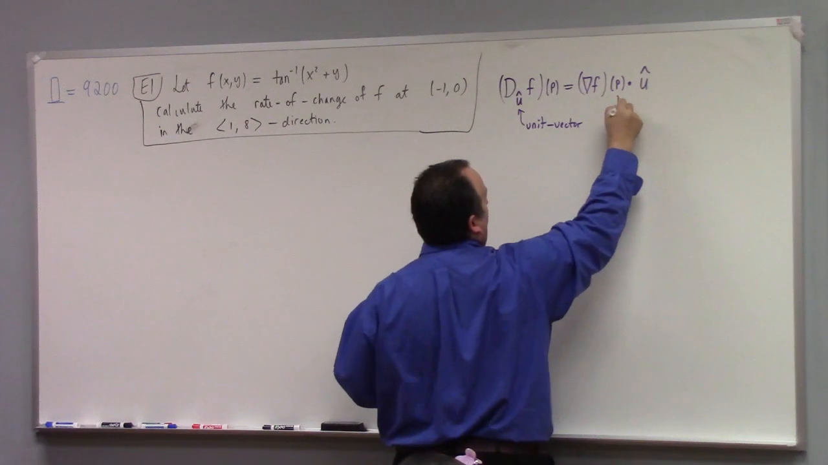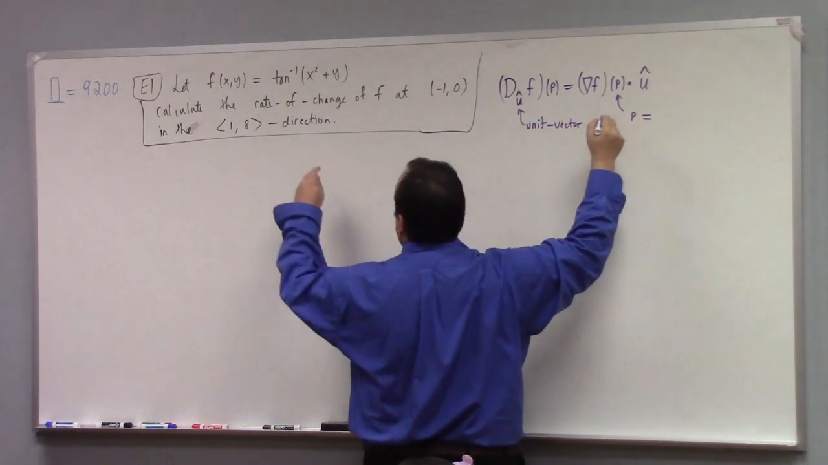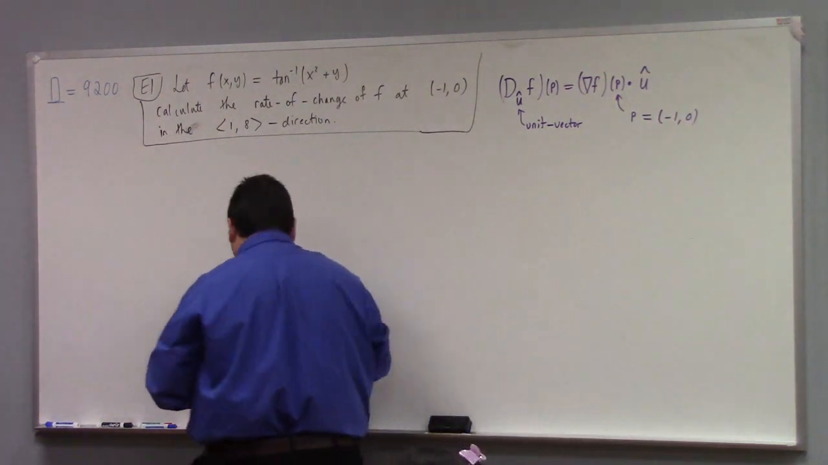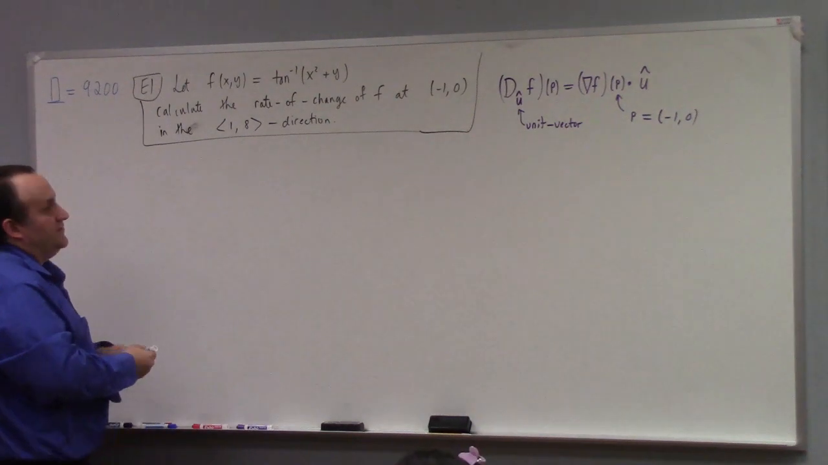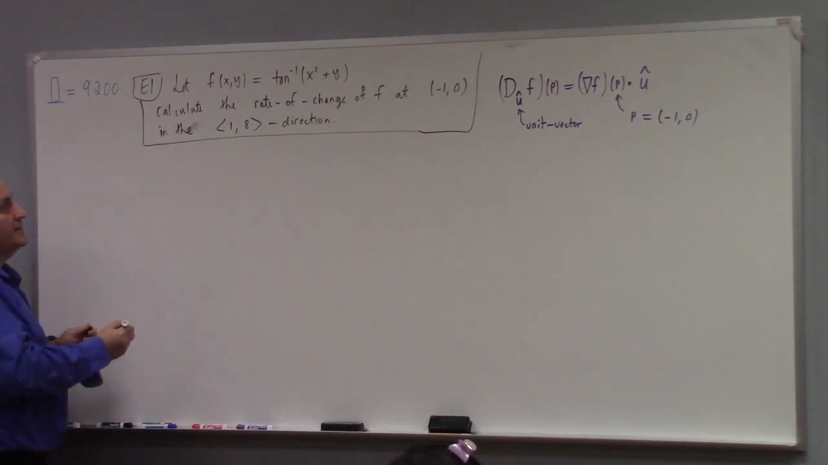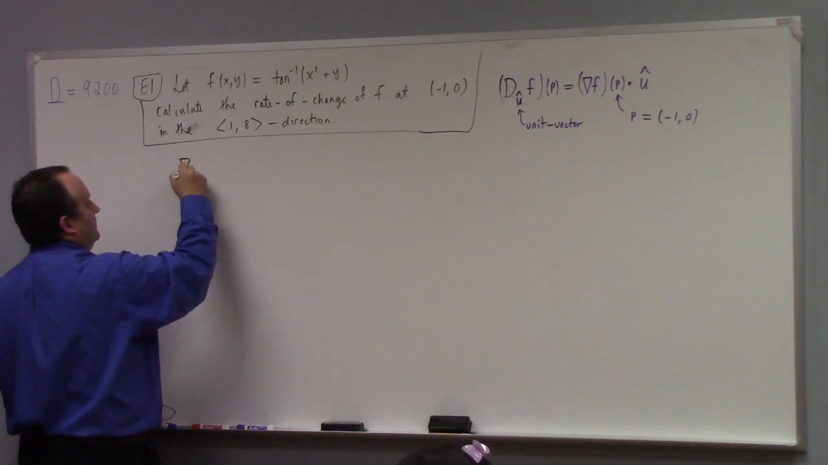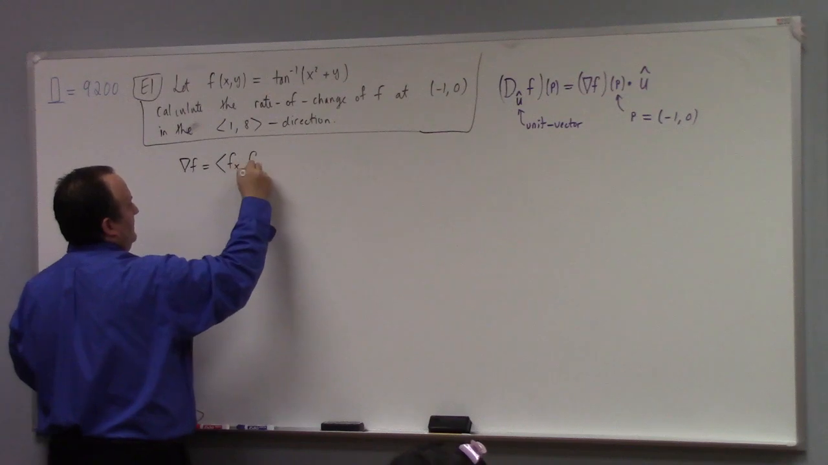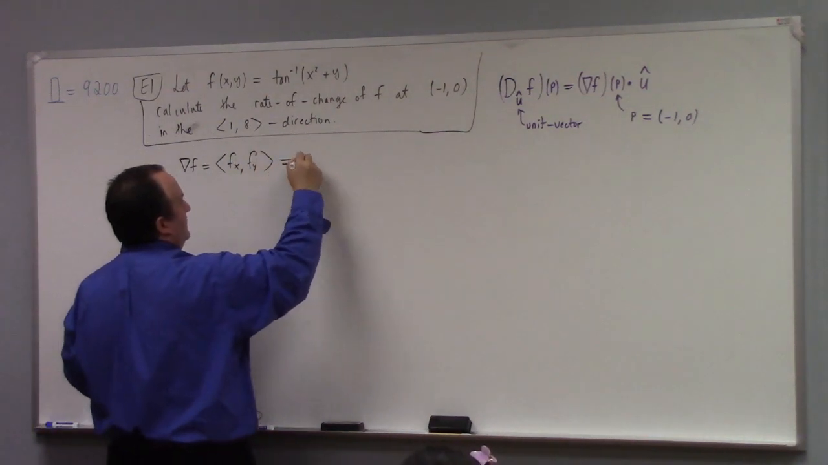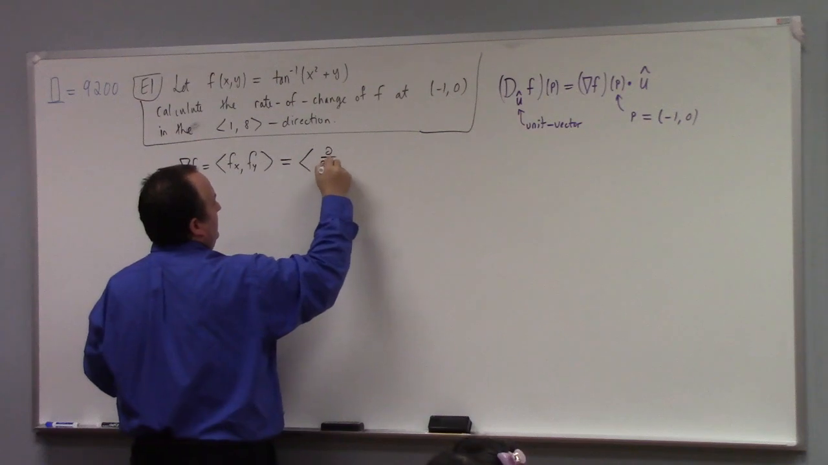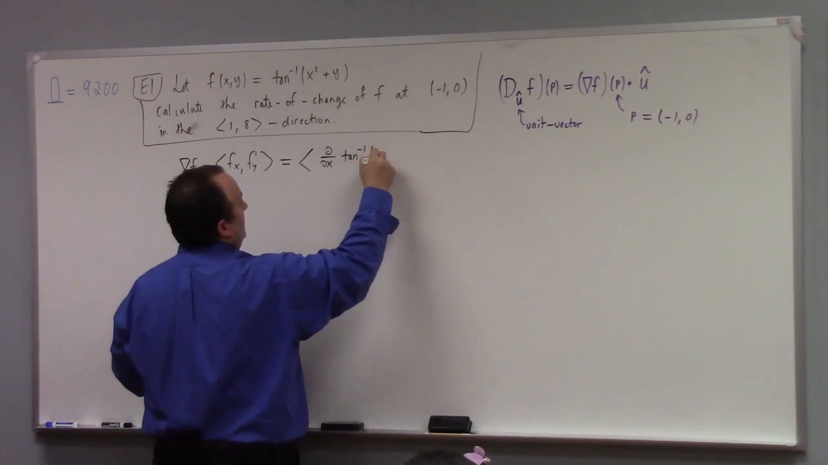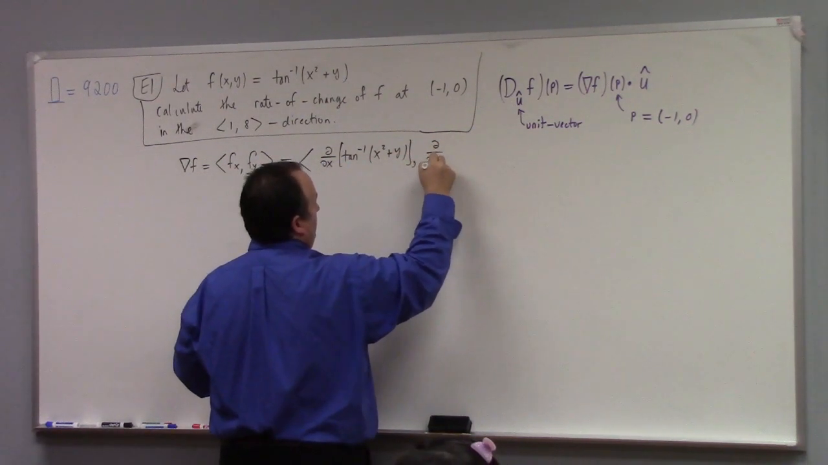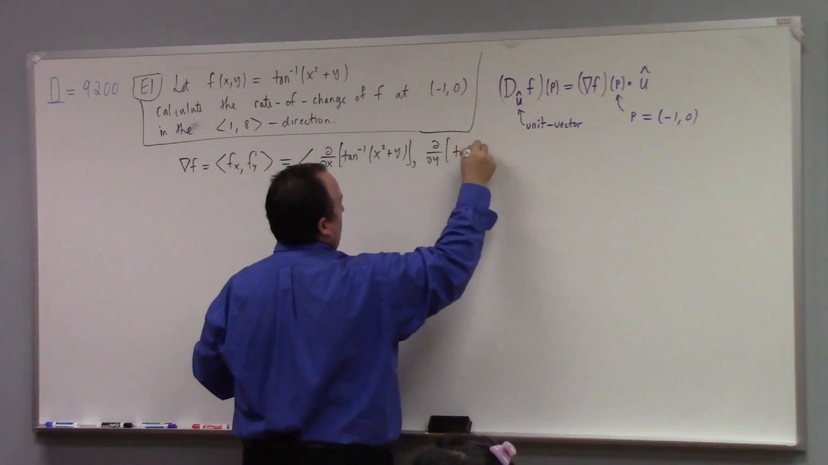What's P? That's easy for our problem. It's (-1, 0). That's the point we're asking about the change in the function. So the first order of business here is just calculating the gradient. So nabla f, in particular, we want to calculate the x derivative and the y derivative. So we're looking at partial x of inverse tangent of x squared plus y, and then partial y of inverse tangent of x squared plus y.